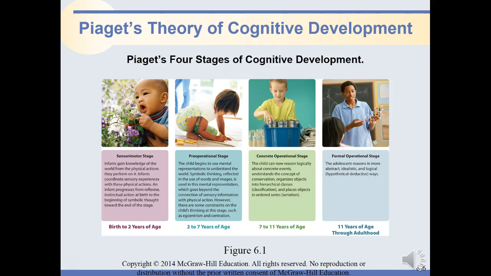So our schemes are still relatively concrete. And it's not until this last stage, which Piaget called the formal, that we really, in some ways, are liberated from the actual world. Now we can engage in imagination. We can engage in abstract thinking. We can even think things that don't even exist.